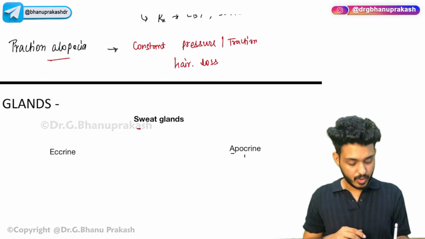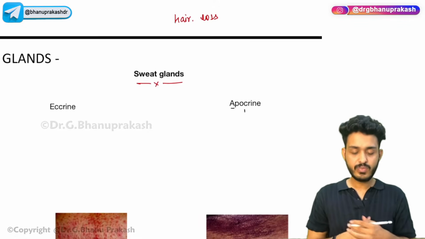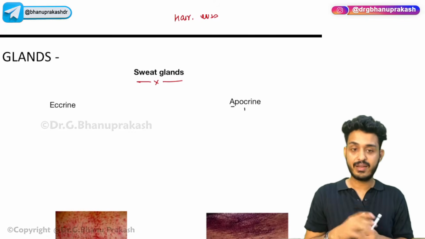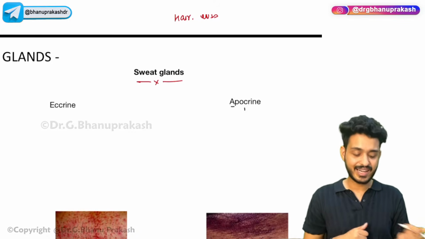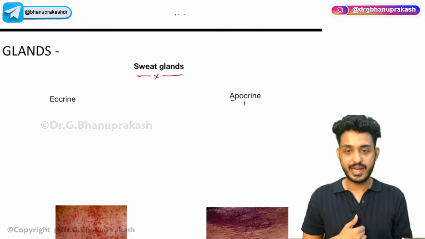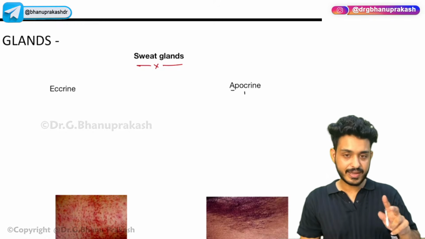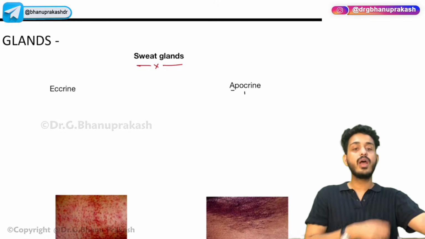Now let's talk about the sweat glands. Now we will be discussing the glands. We are having two glands. One is the sweat gland, second one is your sebaceous gland. In sweat gland, we are having two types: one is eccrine, second one is your apocrine.